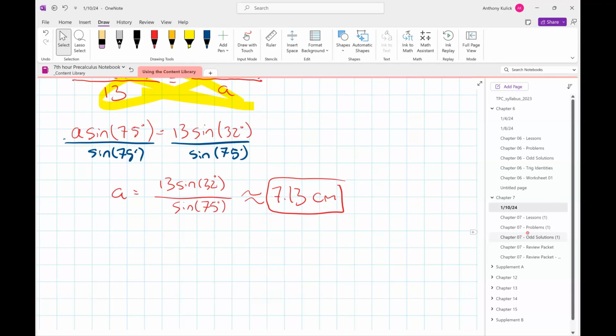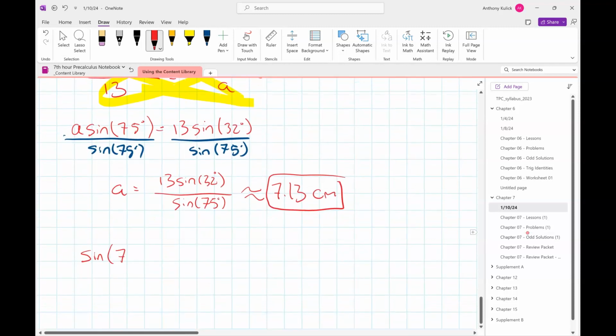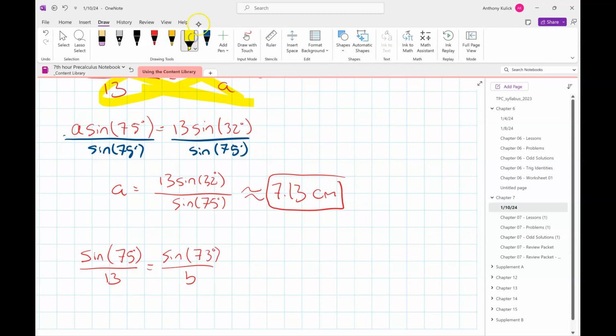I'm just going to do the law of sines again. I'm going to repeat the same process I just did. So I'm going to do sine of 75 over 13 equals, this time I'm going to use sine of angle B over little b. Quick aside, instead of using sine 75 over 13, could I use sine of 32 over 7.13?